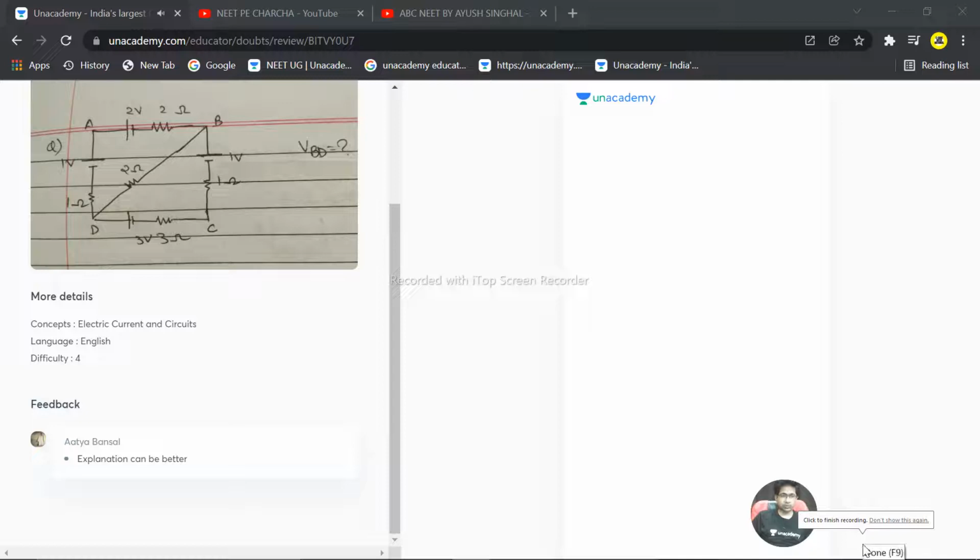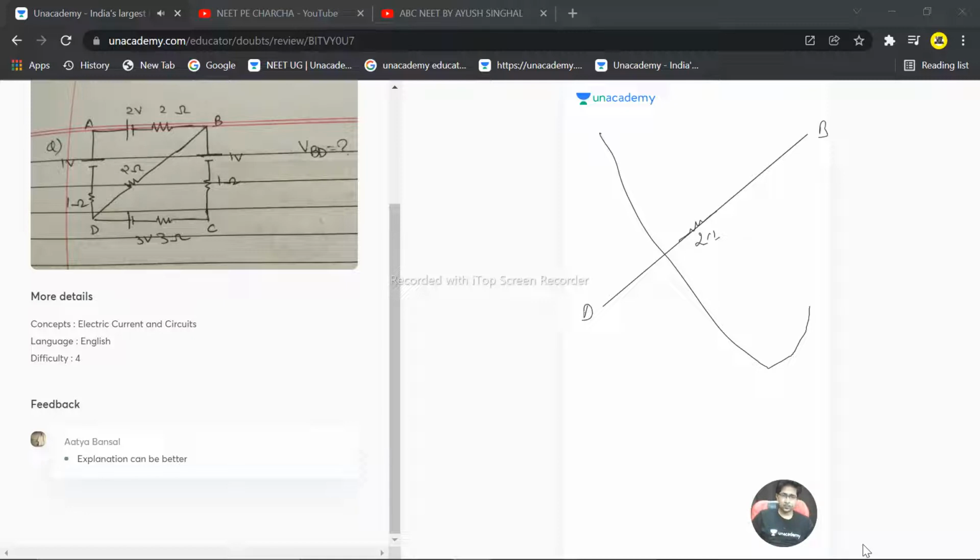So we have a question over here. We need to calculate the potential difference between the B and D in the given circuit. So this is the circuit we have, and this is the connection between which we need to calculate the potential difference. This is BD, and there is a 2 ohm resistor here.